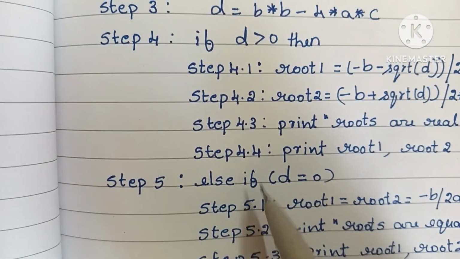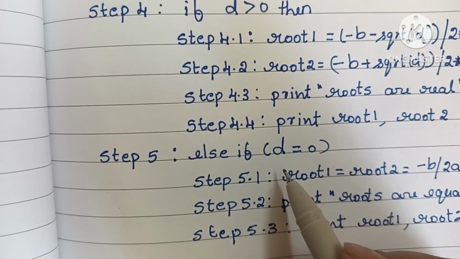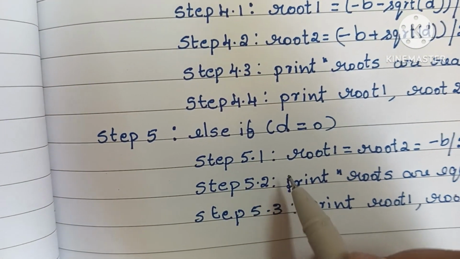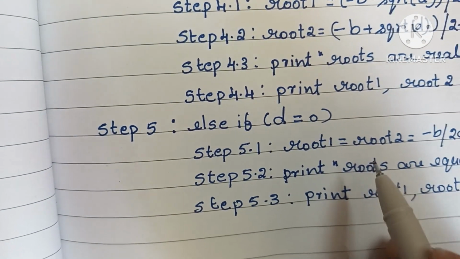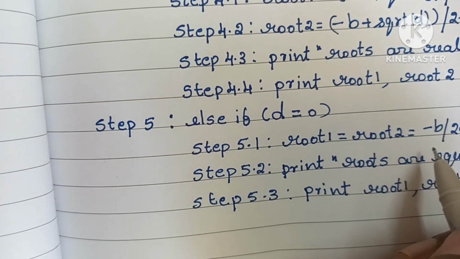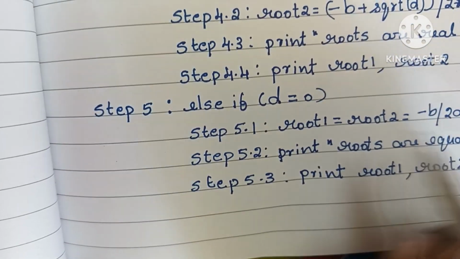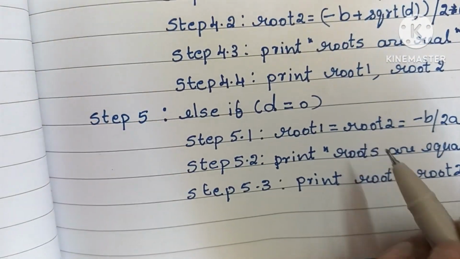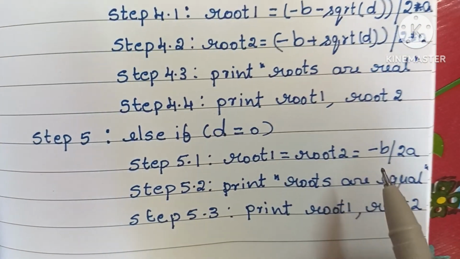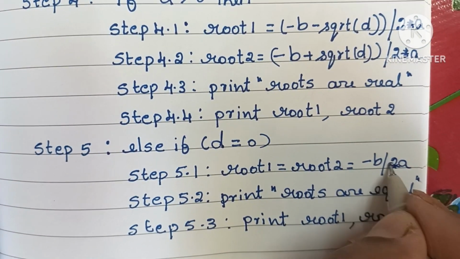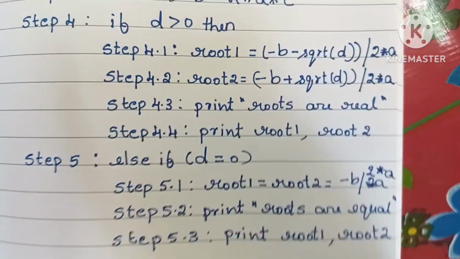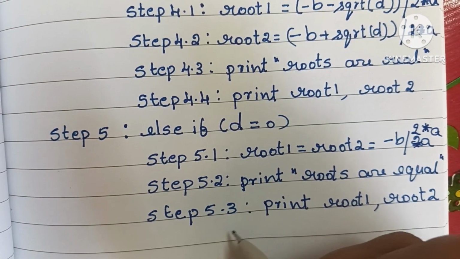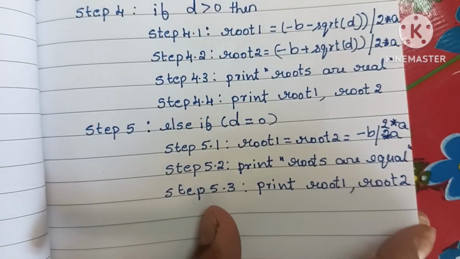In step 5, else if this condition is not true we have to check if d is equal to 0. If d is equal to 0 it will execute step number 5.1. In that it will calculate root 1 is equal to root 2 is equal to minus b divided by 2a. If d value is 0 then roots are equal, so root 1 is equal to root 2. To find root 1 and root 2 we have to put the formula minus b divided by 2 into a. In step 5.2 we have to print roots are equal. In step 5.3 we have to print root 1 value and root 2 value.